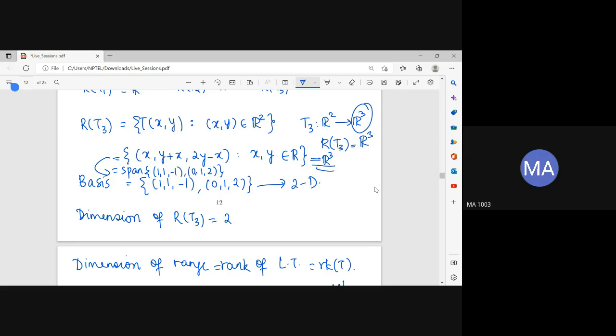Excuse me, ma'am. It's sort of a silly doubt, but I'm wondering if there's a geometrical way to test if a linear transformation is one-to-one or not. Because in Maths 1, we had learned that if a function passes the horizontal line test, then it is one-to-one. So in the context of linear transformations, is there anything like that?